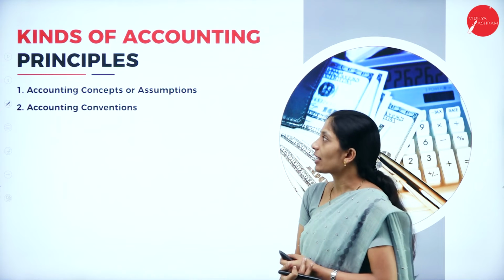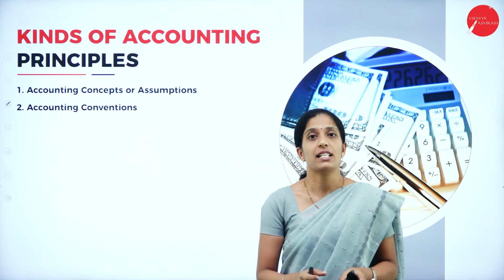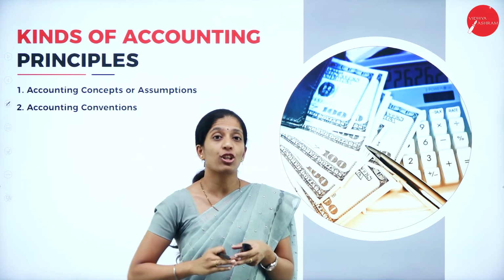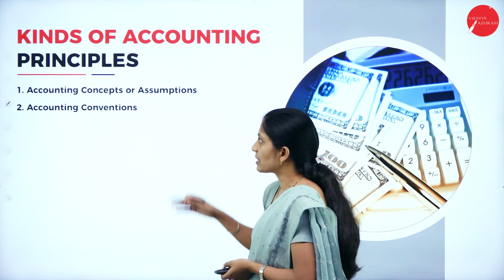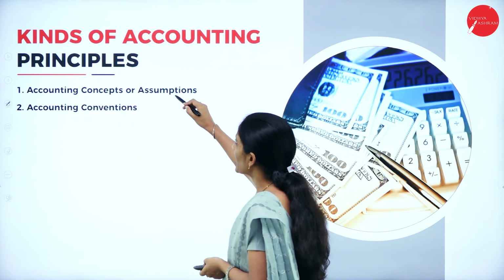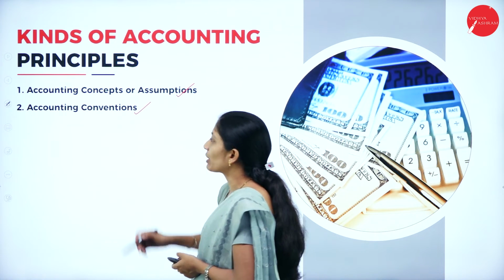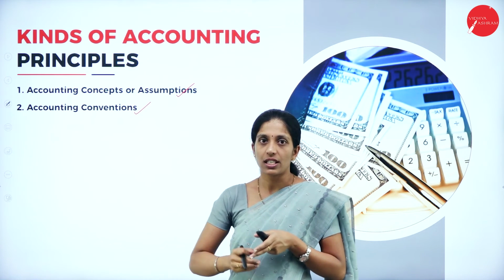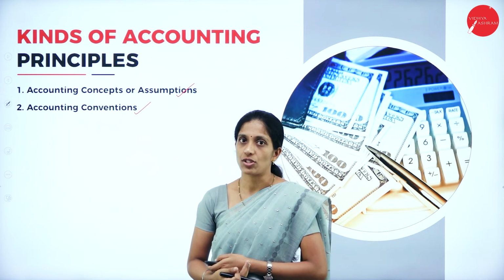Now let us see the next concept, that is, kinds of accounting principles. We have already learnt why accounting principles have been introduced and what the meaning of GAAP is. Now let us see what the kinds of accounting principles are. There are mainly two types. One is accounting concepts or assumptions and the next one is accounting conventions. So in accounting principles, we have accounting concepts or assumptions and accounting conventions.